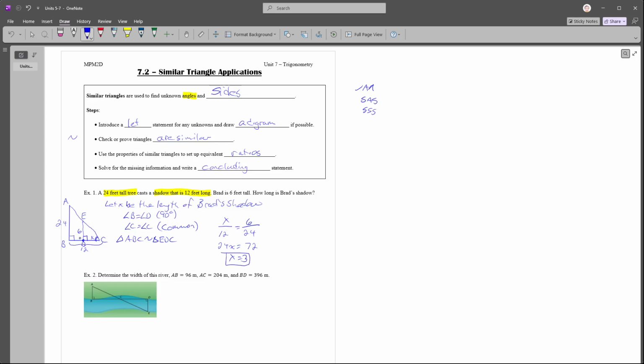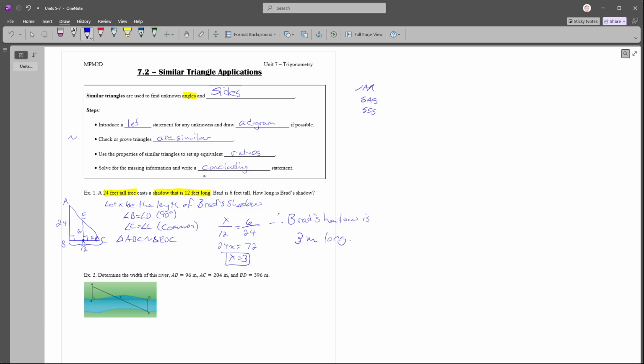So what do we calculate? We calculated the length of Brad's shadow. So that's our concluding statement. Therefore, Brad's shadow is 3 meters long. And that's the whole question.